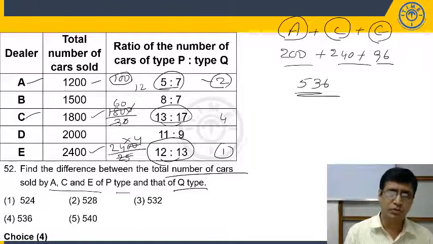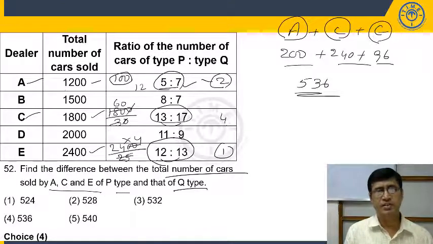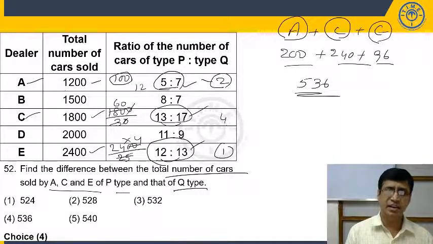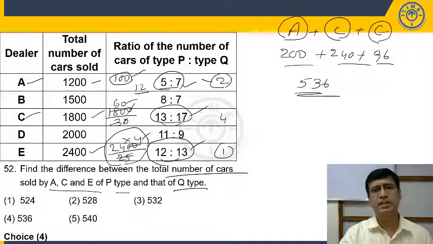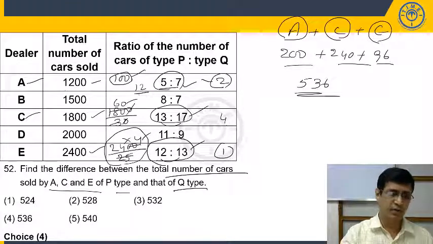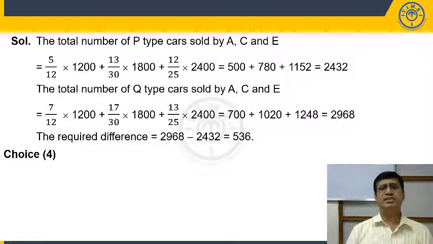So we are just finding the difference by using the difference in the ratio. What is the difference in the ratio? Here 2 parts, in this one 4 parts, and for dealer E it is 1 part. You find the 1 part value just by using the sum of the ratios. The sum of the ratios for dealer A is 12, so 1200 by 12, 1 part is 100. Now 1800 by 30, 1 part is 60. 2400 by 25, 1 part is 96. Just find the corresponding values and simplify. You will get option number 4, and this is a type of solution.